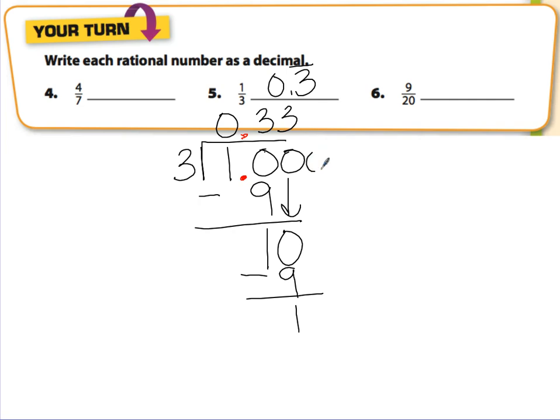Once you notice a pattern, and you might want to do it a couple of times just to double check, but once you notice that it's a pattern, you can stop and show that it is a repeating decimal by using that line on top.